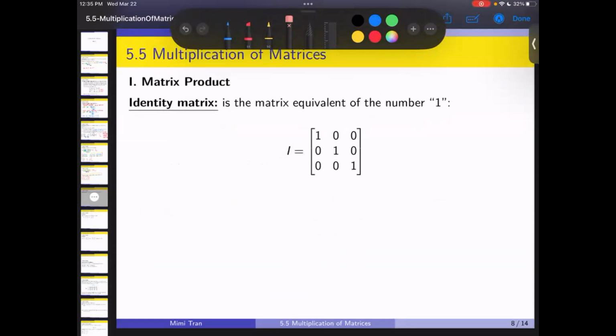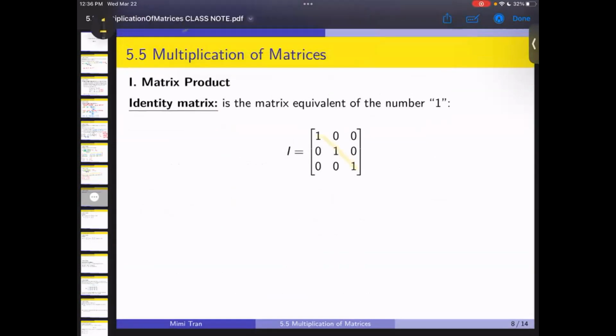Identity matrix. Now, in real numbers, the identity number is the number 1, right? For matrices, the identity matrix is the matrix equivalent to the number 1, but the diagonal will be all 1s. Everything else is 0.